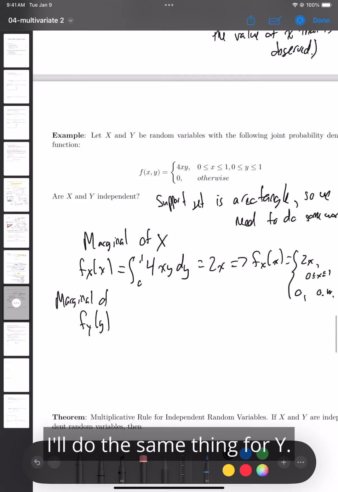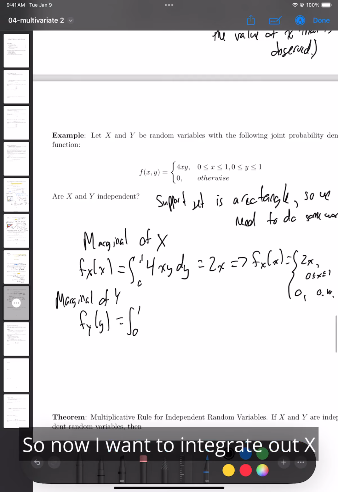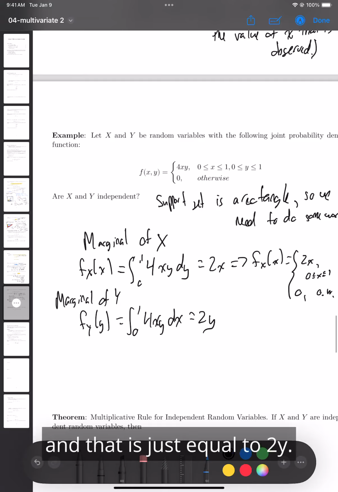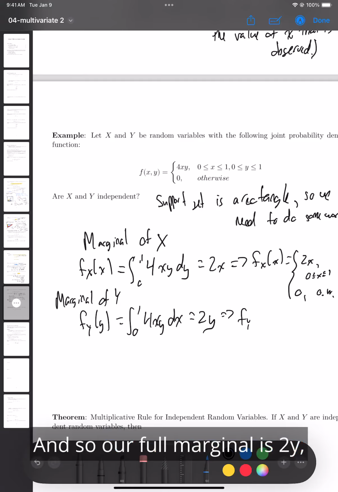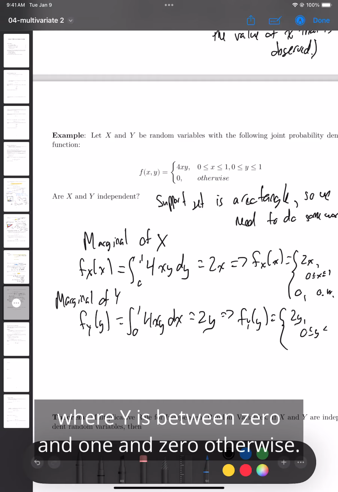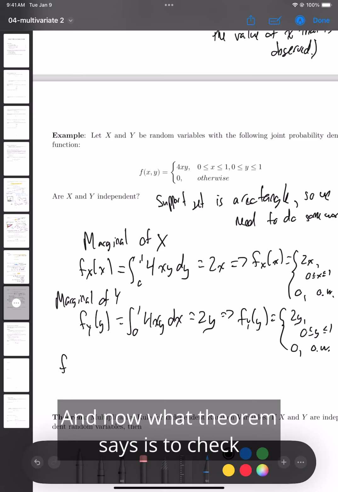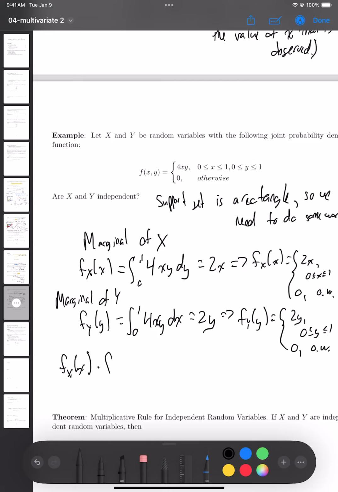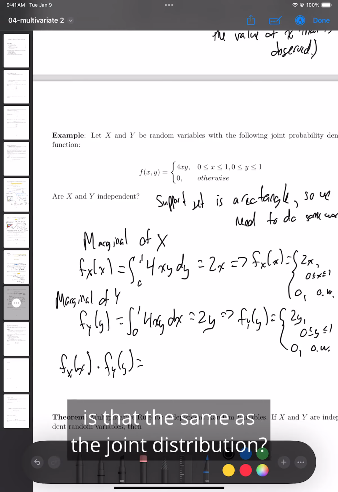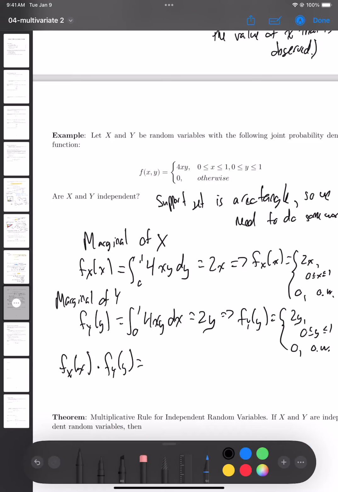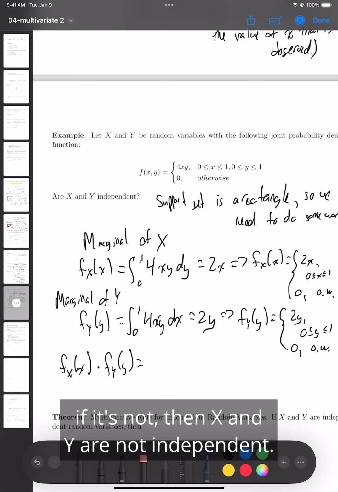I'll do the same thing for Y. Now I want to integrate out X so that I get the marginal of Y, and that is equal to 2y. So our full marginal is 2y, where Y is between 0 and 1, and 0 otherwise. Now what the theorem says is to check, what if I multiply those two marginals together? Is that the same as the joint distribution? If it is, X and Y are independent. If it's not, then X and Y are not independent.